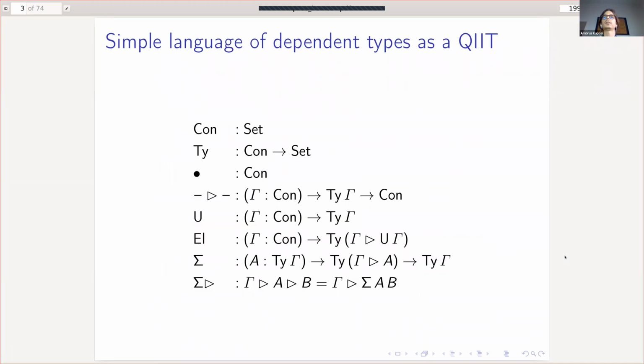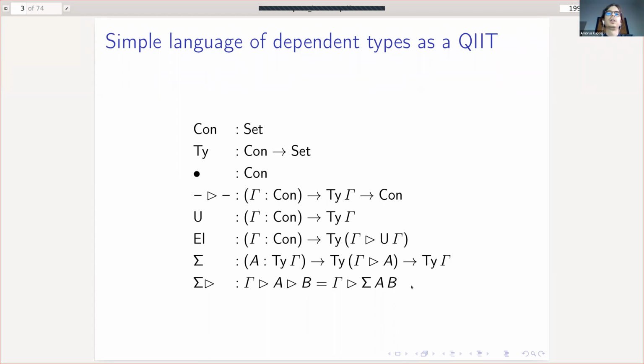So we can describe a simple language with dependent types as a QIIT, which only has contexts and types, but types are indexed by contexts, so they have the same shape as contexts and types in type theory. We have two sorts, or two sets, mutually defined. Types refer to contexts, and then the constructors of this type can refer to both contexts and types. Like we have the empty context, which is just the context. Then we have context extension, which refers to a context and a type, and then returns a context. We have a universe with U and EL, or just some kind of simple thing which looks like a universe, and then sigma types. And we also have an equality constructor.